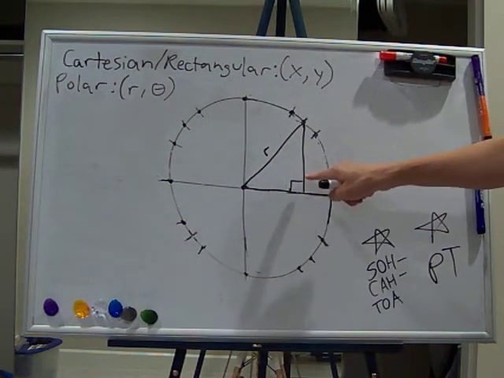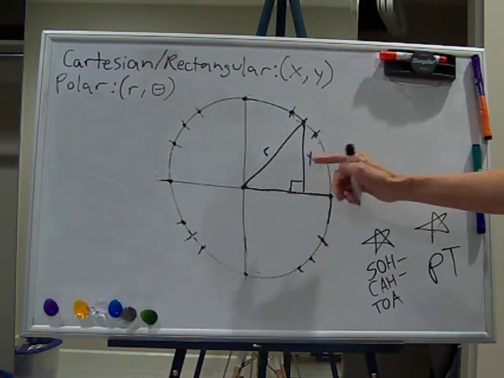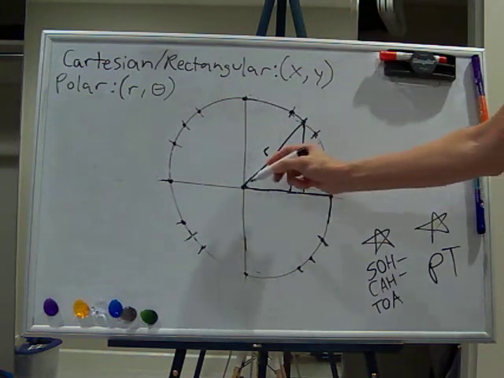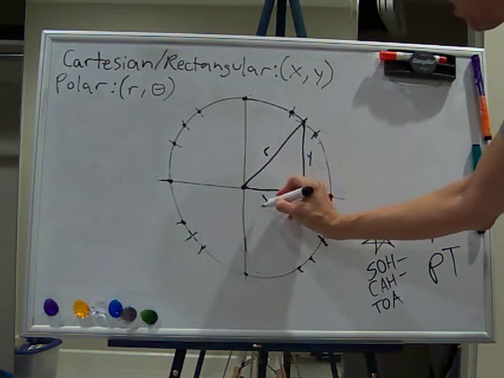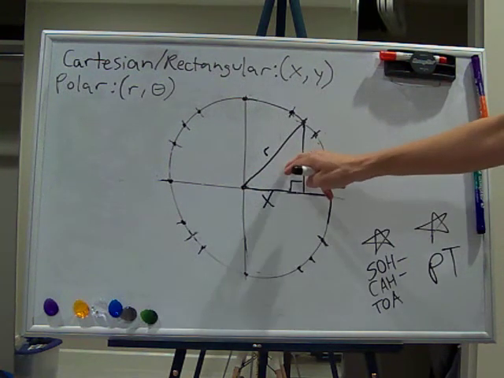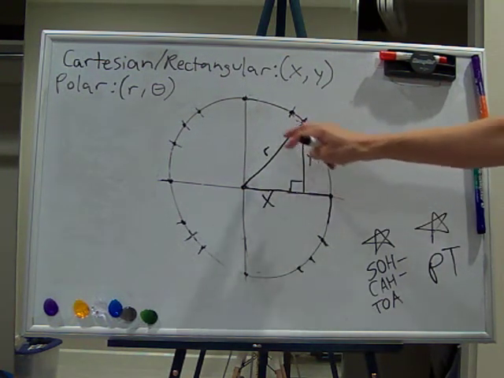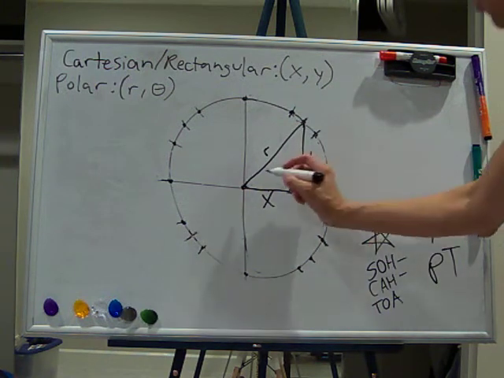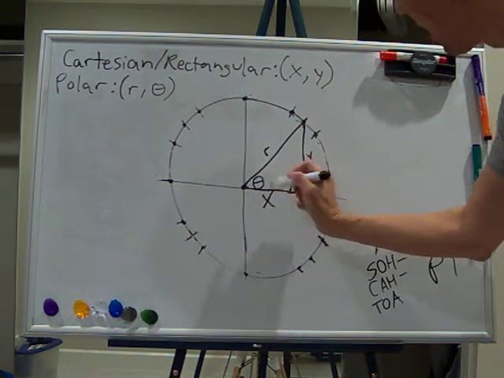And the height of the triangle is the same as the y value. Y value is up and down, right? So the base of the triangle, we're going to label x, because x values are left and right. So here we can see we have a right triangle with three sides, x, y, and r. And we're going to label this theta because that's the angle. Theta is an angle, right?